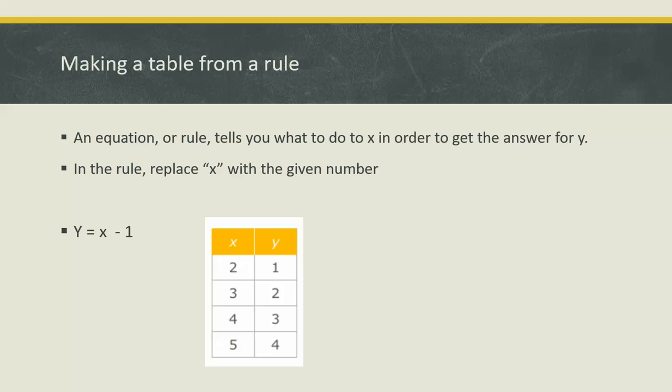We'll look at an example more closely, but notice on the board I have a rule, y equals x minus 1. That tells me whatever x is, y is going to be 1 less than that. So in my table, when x was 2, I subtracted 1 to get y was 1. When x is 3, minus 1, y is 2. 4, 3, and 5, 4. Let's try one together.